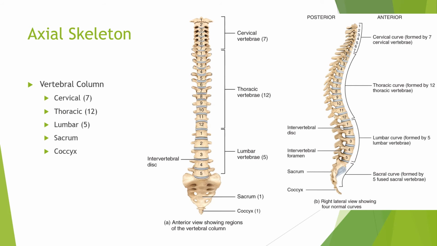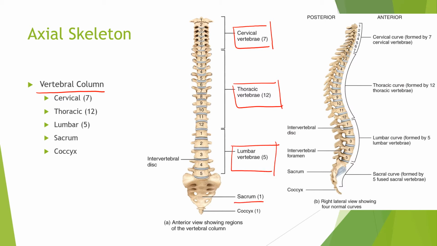The adult vertebral column has a total of 26 bones. We have 7 cervical vertebrae, 12 thoracic vertebrae, 5 lumbar vertebrae, 1 sacrum, and 1 coccyx. A way to remember how many bones are found in each region is as follows: we eat breakfast at 7, lunch at 12, and dinner at 5. Get creative.